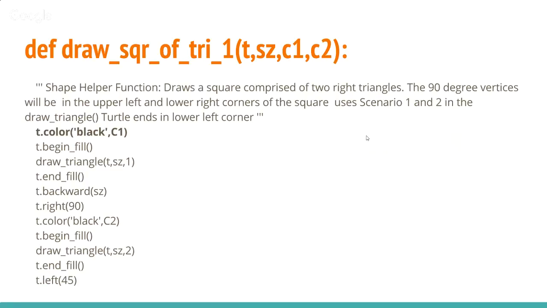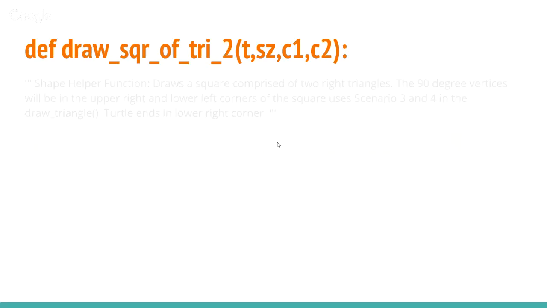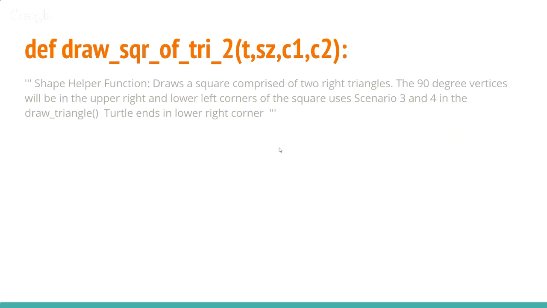Now, both try 2 and try 1 have this left by 45 at the very end. If not, try 2 might have a right by 45, but that means I'm correcting from that 135-degree angle from drawing the triangle. Try 2, very similar to try 1.